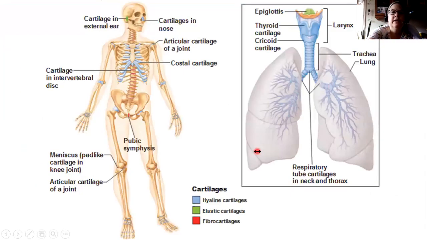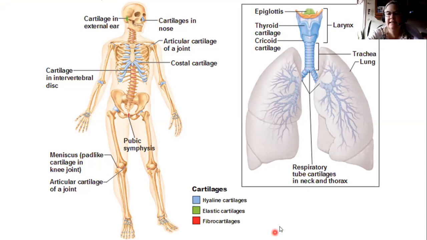Okay, so if we look at this image here, we can see where our different cartilage is. So we can see the cartilage here on the ends of our ribs. We can see cartilage between our long bones, a different type of cartilage here that's joining the two halves of the pubis together. We have cartilage here, and then up here we've got cartilage in our ears and in our nose. So we don't have to know the different types of cartilage, and we can see the partial rings that make up our trachea.